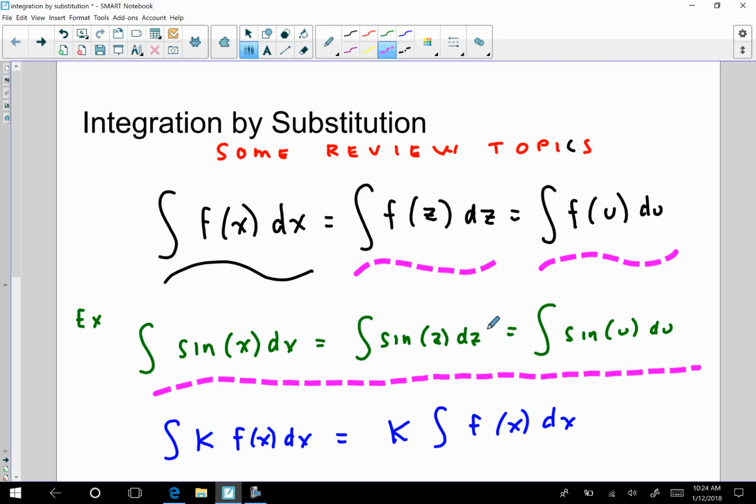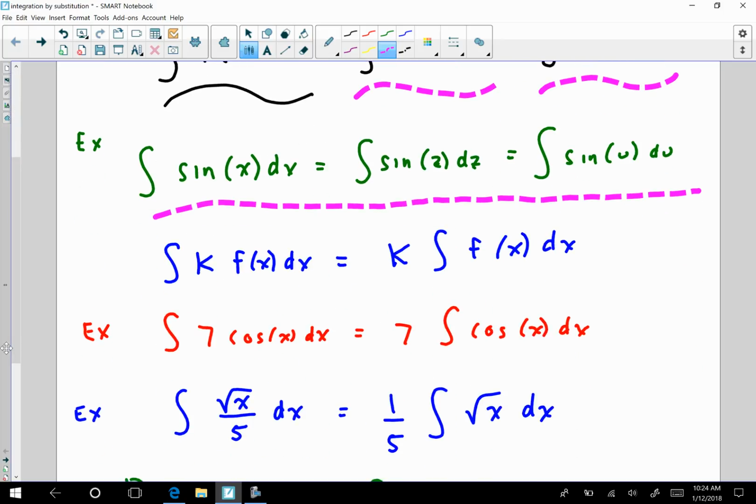The other topic that I want to review, from when we talked about properties of definite integrals and indefinite integrals, is the notion that if I have a constant times a function, and I'm integrating the constant times this function with respect to x, what I can do is pull that constant out and put it in front of the operator. This integration symbol, that's an operator. That's something that we operate on functions. So we can pull that constant out.